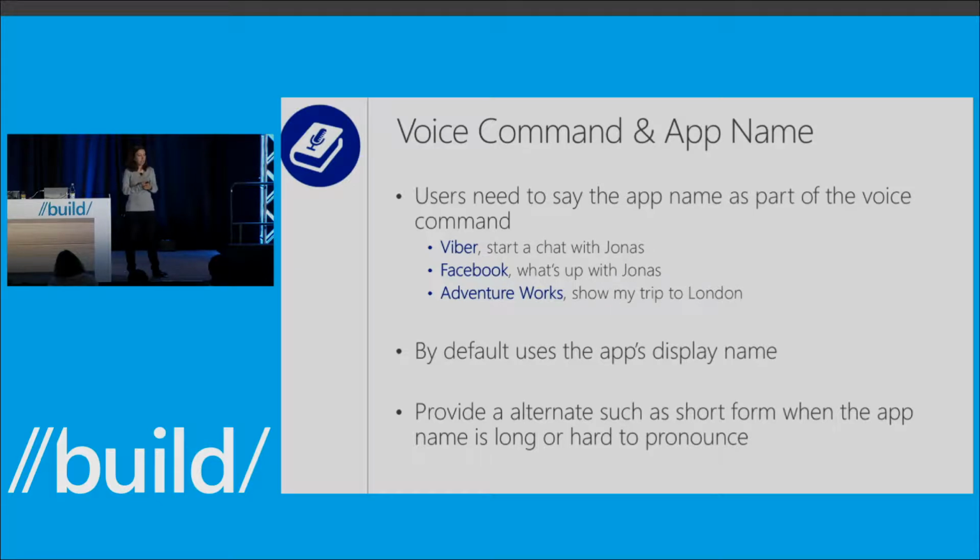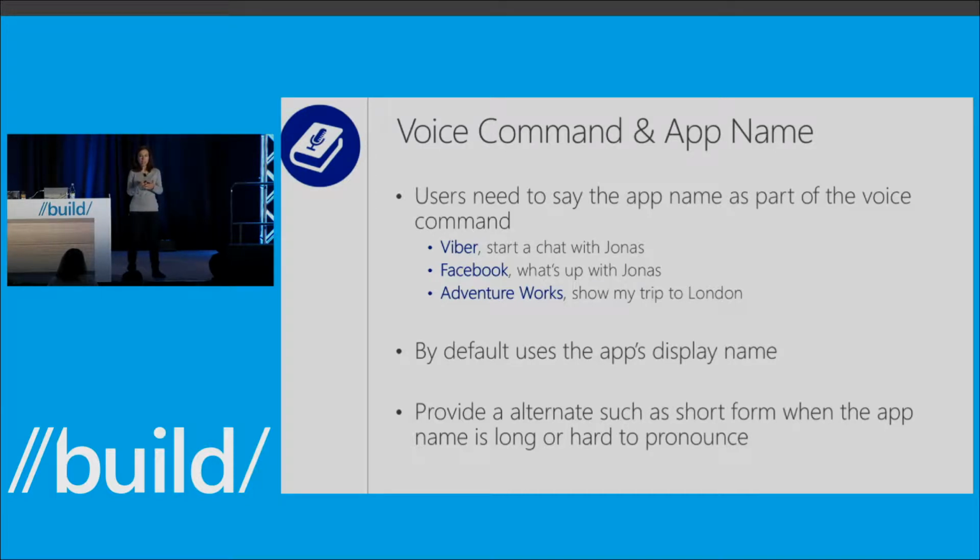When users give commands to Cortana, Cortana expects the application name to be part of the voice command. This is how she knows to launch application A and not application B. So by default, Cortana assumes that the voice command starts with the application name. So I have here a few examples. For instance, Viber, start a chat with Jonas, or Facebook, WhatsApp with Jonas.